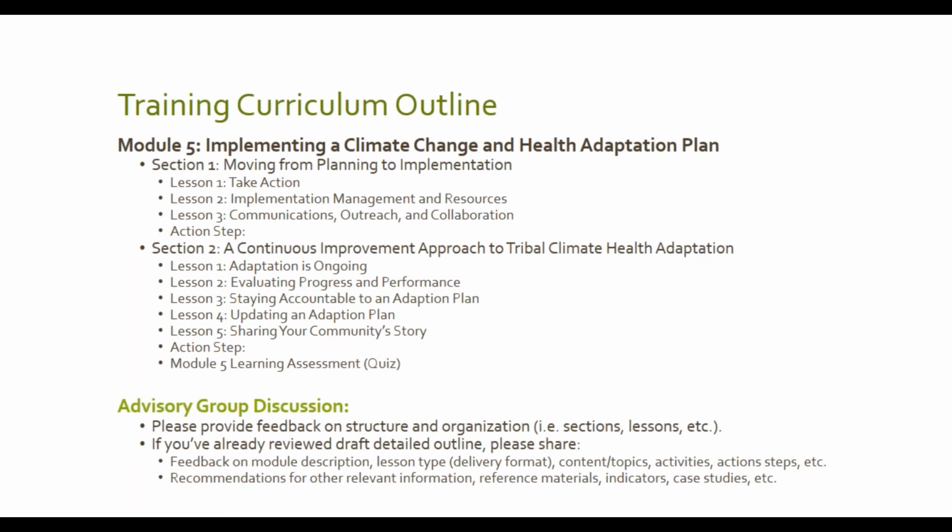Updating an adaptation plan is an important step to keep it relevant with the latest projections and based on how much adaptation work has been completed. And lesson 5 is sharing your community story, really for the benefit of all the other tribes and communities that can benefit from hearing what you've done. There will be an action step and a learning assessment. That would be the end of the module, and at the end of this module, that learning assessment will help us track the knowledge gained throughout the entire training.